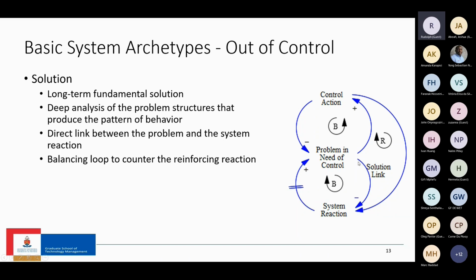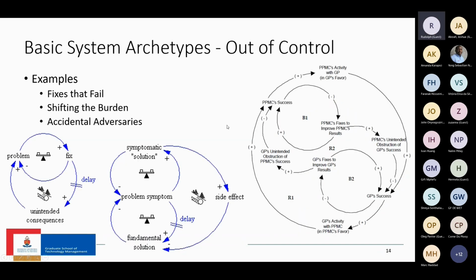Also, what you can do is to get a link directly from the problem to the system reaction and get a solution link in there that is creating a balancing loop that will counter your reinforcing loop that's causing your problem. I think those are the more common archetypes for the out of control archetype: fixes that fail, shifting the burden, and also accidental adversaries, where you have the balancing and the reinforcing loops working against each other.